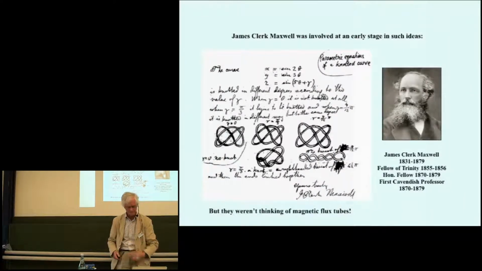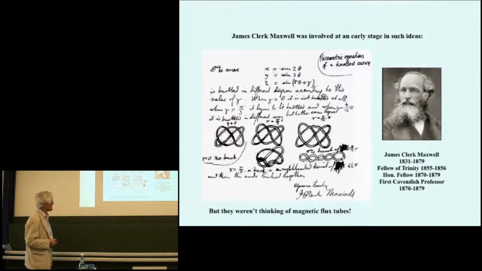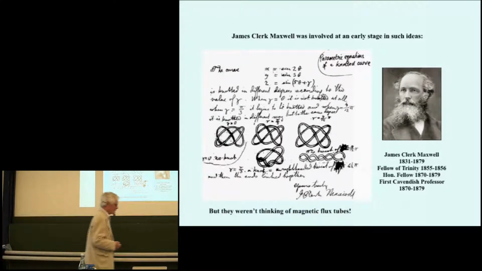Here is Maxwell, who I'm so fond of, being a fellow Scot. He was also a fellow of Trinity College in the 1850s for a very short time, actually, but he came back as the first professor of the Cavendish Laboratory in Cambridge, the Physics Laboratory, in 1870, and he became an honorary fellow of Trinity. He couldn't become a fellow again because in 1870, if you were married, you could not be a fellow of a college.